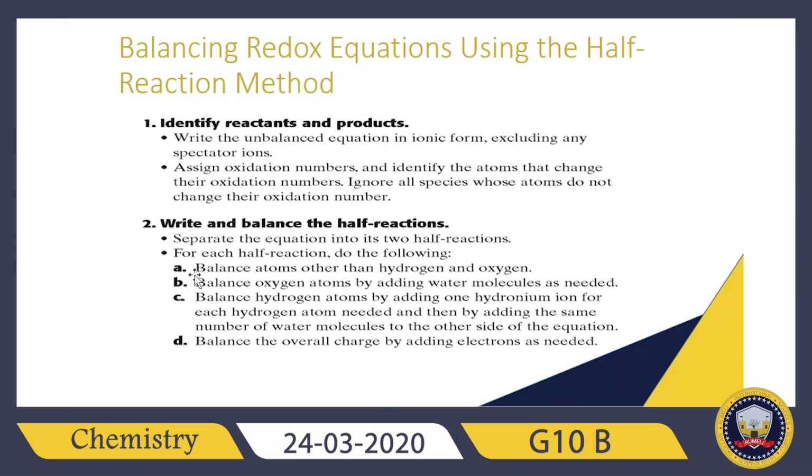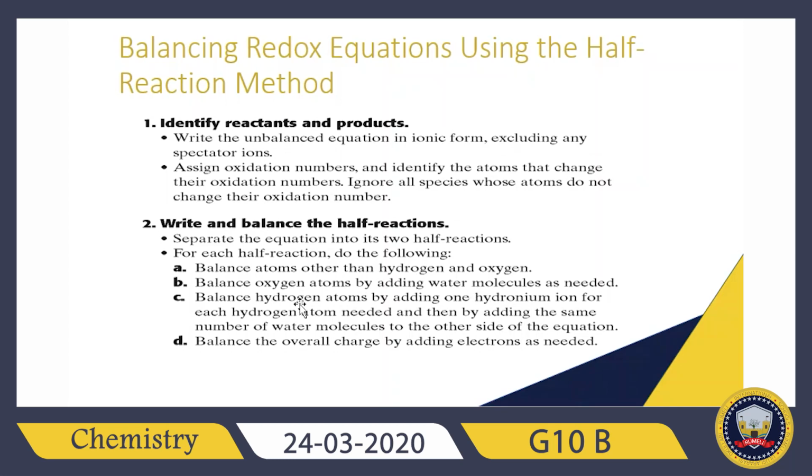So A, balance atoms other than hydrogen and oxygen. We will balance all atoms except for hydrogen and oxygen, because we will balance them in a different way, as we will see later. B, balance oxygen atoms by adding water molecules as needed. So how do we balance the oxygen atoms? By adding water molecules as needed.